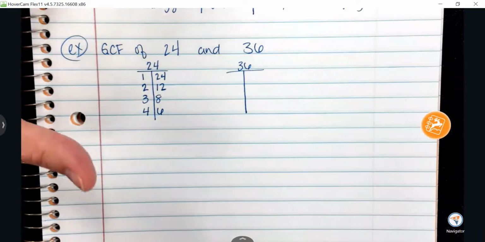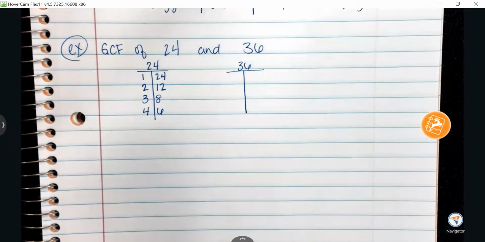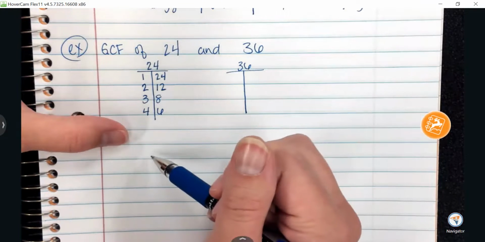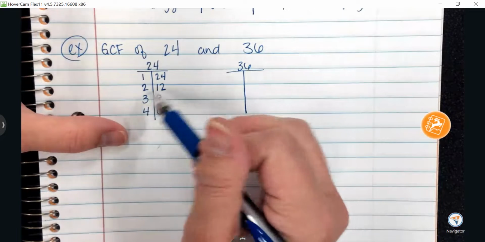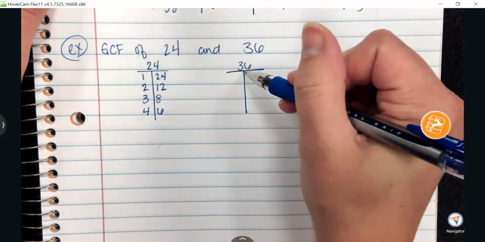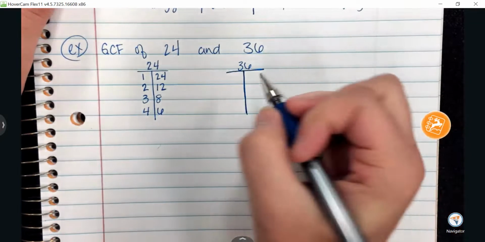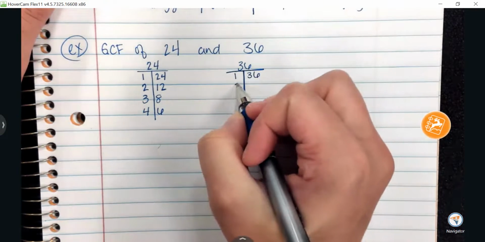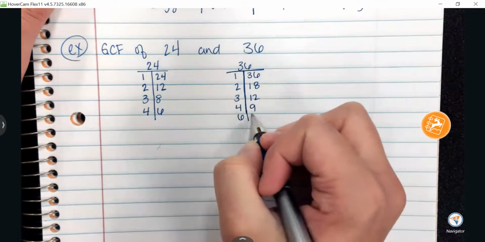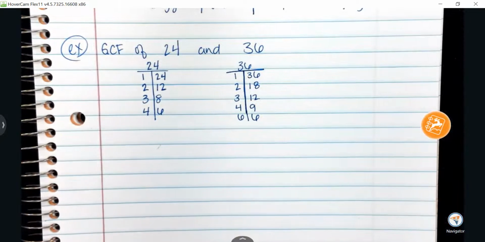How do I know my table is done? Because it'll start repeating. So if I go to 5, can 5 times anything give me 24? So 6. But I already have that, right? So I know my table is done. So get your numbers for 36 and look up to check if we have the same. Go in order. So just copy mine. You've got to know. If you don't know your multiplication, you better get on IXL and start practicing. Use your calculator if you need to.